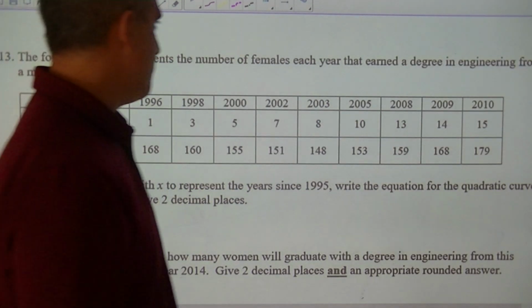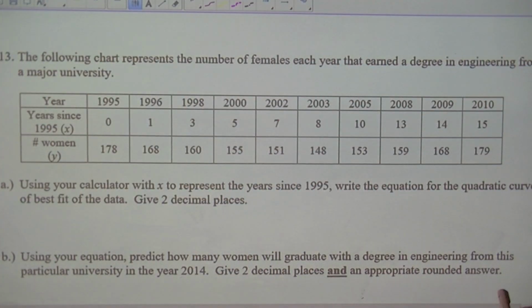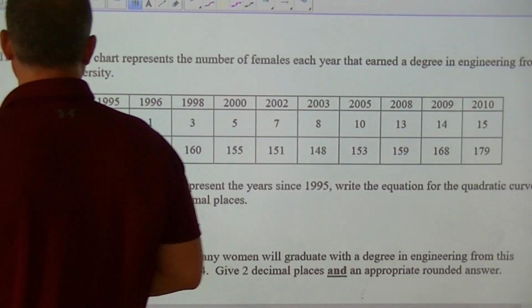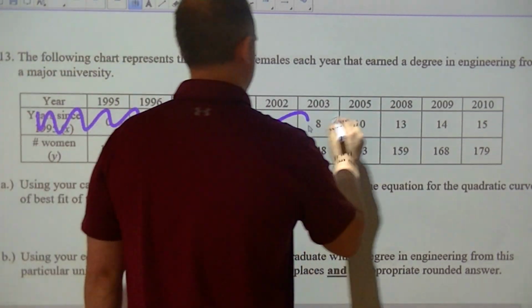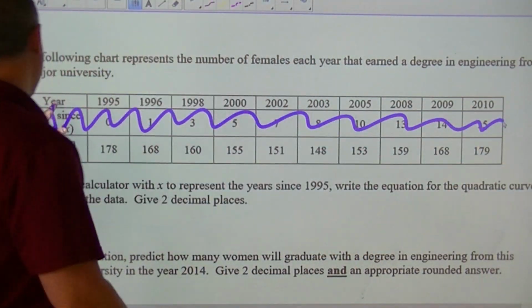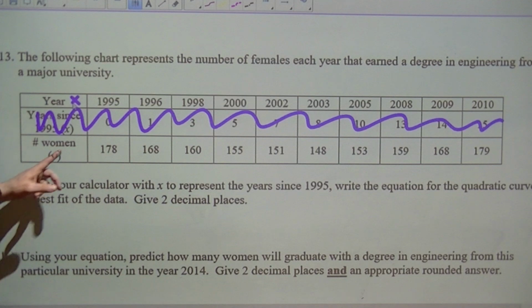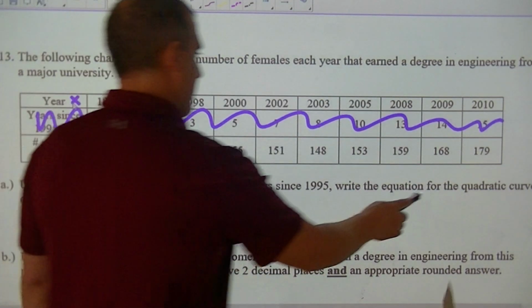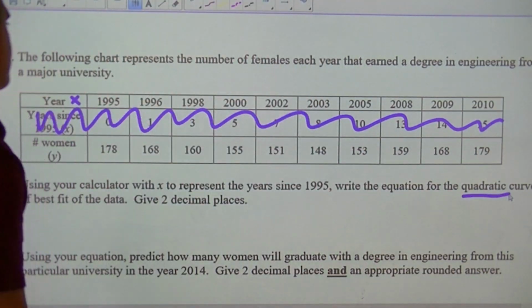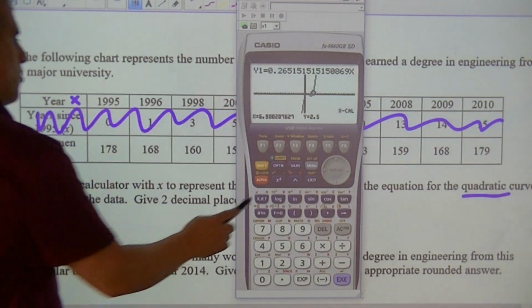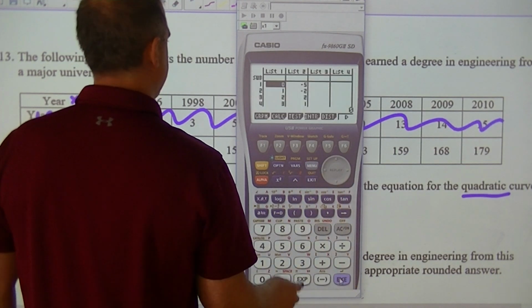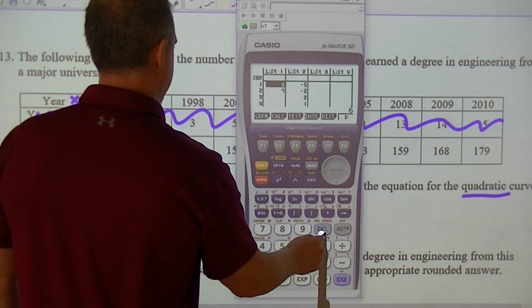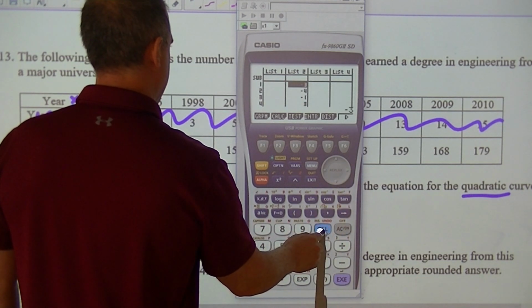Okay, moving on. Now, you got a couple of options here. What I would do, just go ahead and cross this off, and we're just going to work with the years being X and the women being Y on this, okay? And we're going to do a quadratic curve. We delete all that.